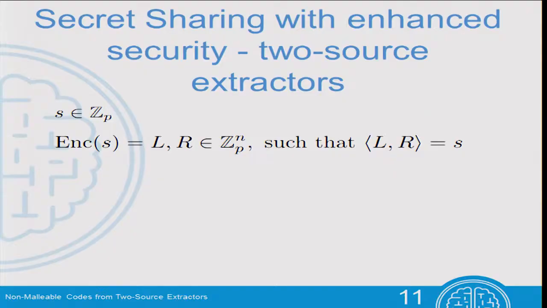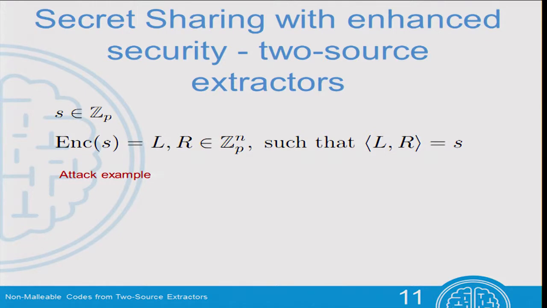So what's the second idea? Well, let's use slightly better secret sharing. Let's start with two-source extractors. It's good secret sharing. It has some additional features. Why not? So let's try to encode the secret in Z_p with two vectors such that the inner product over Z_p is equal to S. So it's good secret sharing. It's also resilient to leakage. Maybe it will help.